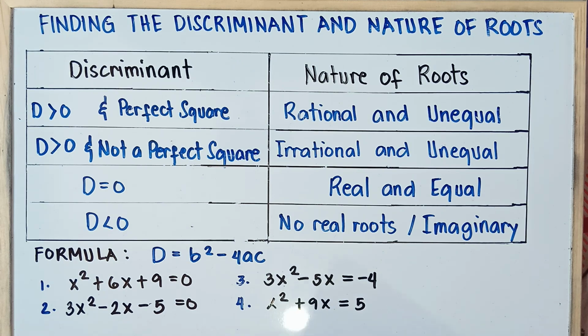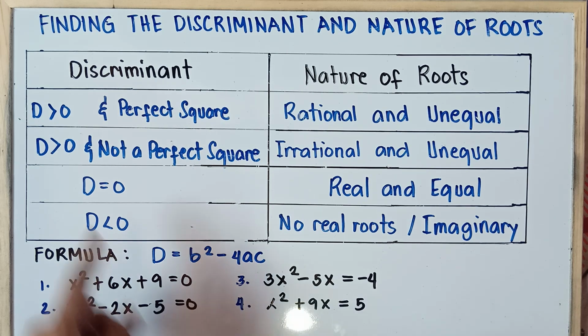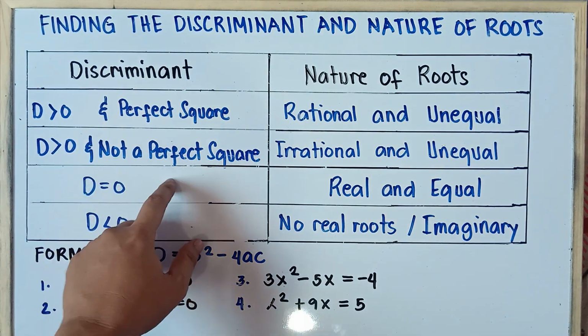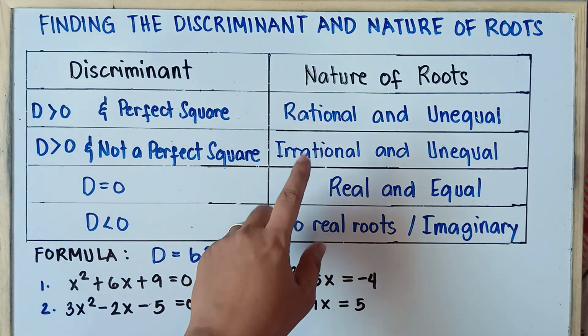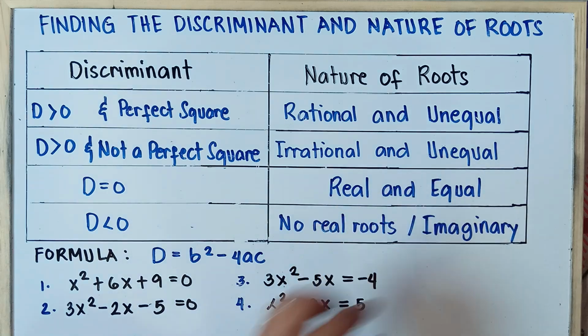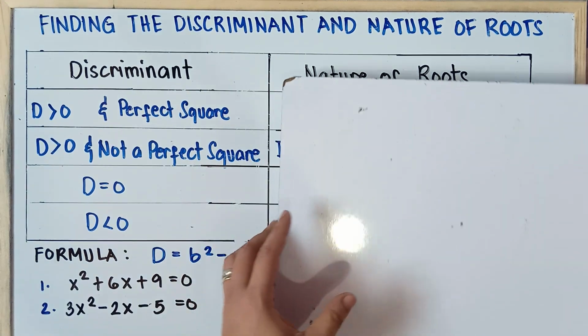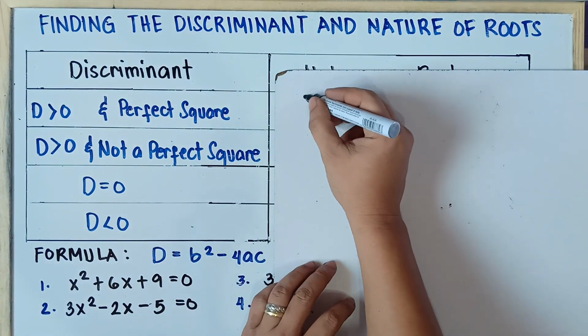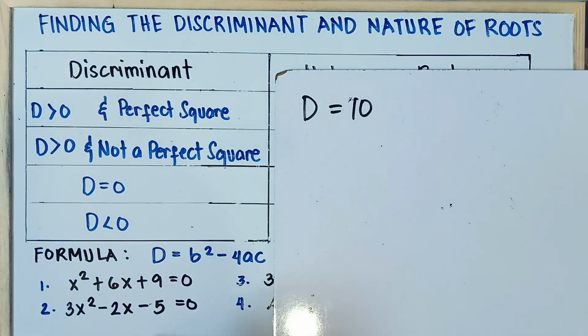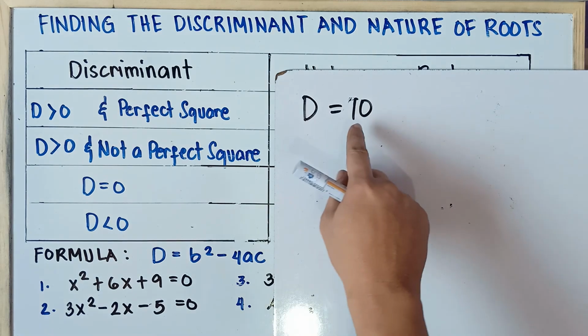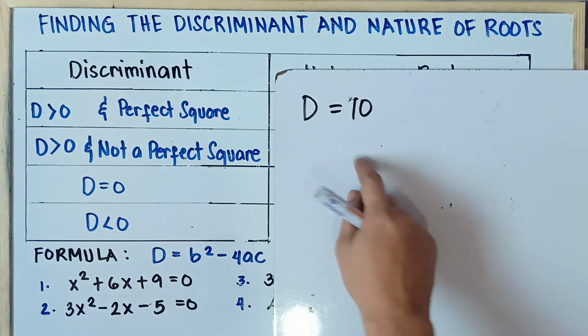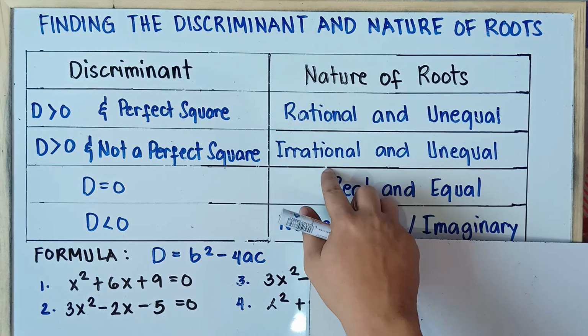Simple as that, class. Now when you solve for the discriminant and your answer is greater than 0 and it is not a perfect square, therefore, class, the nature of roots would be irrational and unequal. Let me give you an example, class. When you solve for the discriminant and your discriminant is equal to 10, is 10 a perfect square? Of course not, because we don't have a whole-number square root of 10. Therefore, the nature of roots would be irrational and unequal.